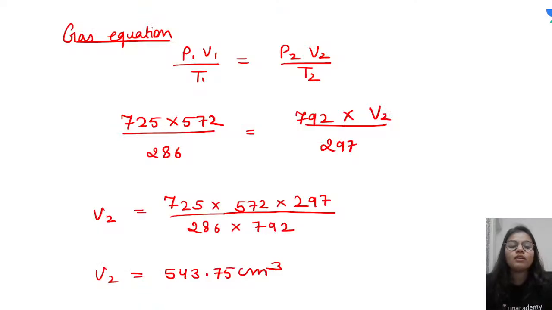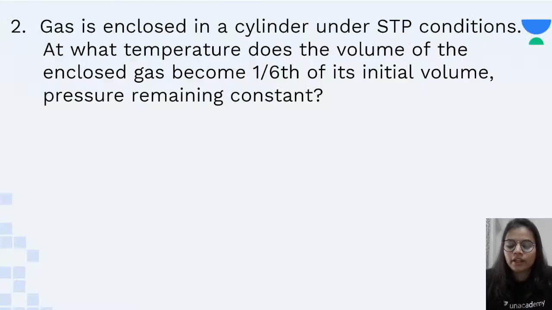We will be going for gas equation, which says P1 V1 upon T1 is equal to P2 V2 upon T2. We substituted the values, we transferred the equation, and we got our volume 2 is equal to 543.75 centimeter cube. Right? So I hope that thing is very much clear to you. Now let's move on to second question.